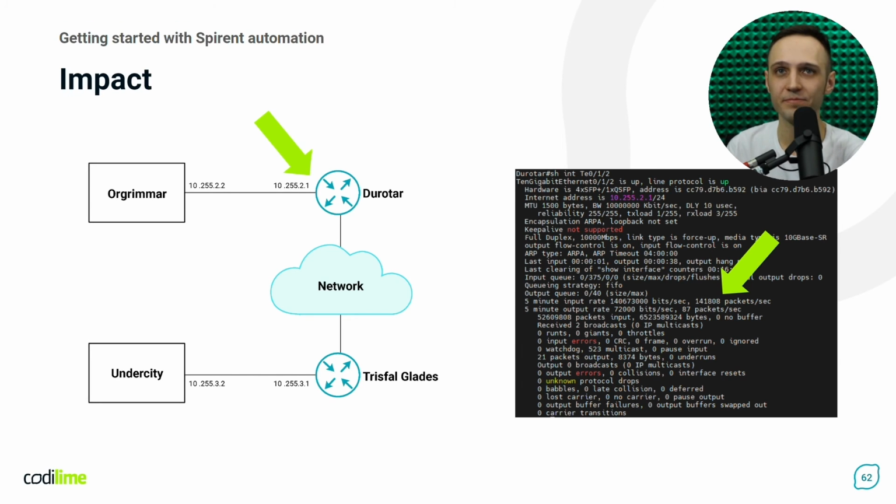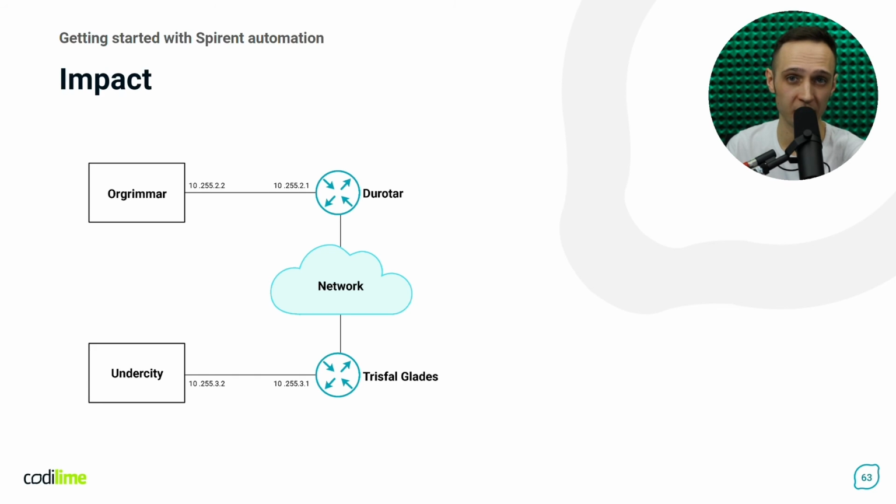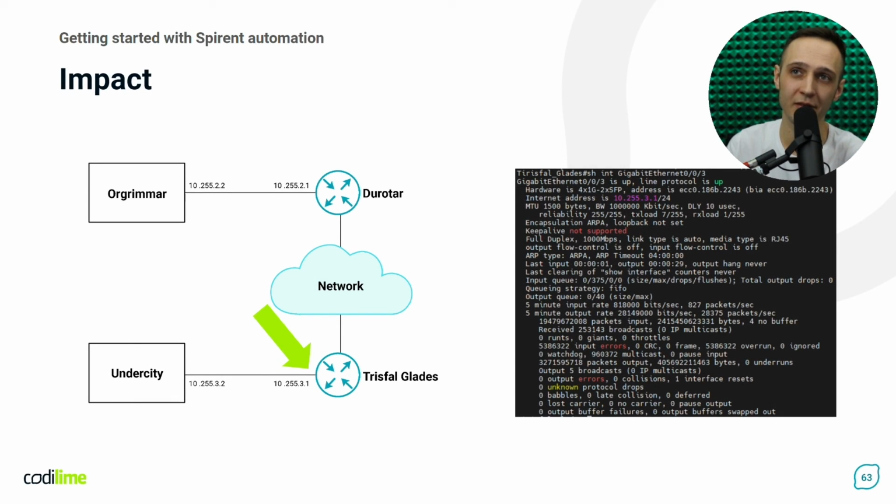The packets were generated by the traffic generator. Let's take a look also at the Tirisfal Glades router, and also we will take a look at the interface that is directly connected to the Undercity. And this time we see a lot of packets in the 5-minute output rate. If you are curious why there is such difference between the number of packets on the input rate of the Durotar router and the output rate of Tirisfal Glades router, it's because this network environment wasn't isolated. There was other traffic running there. That's why we have a difference here.